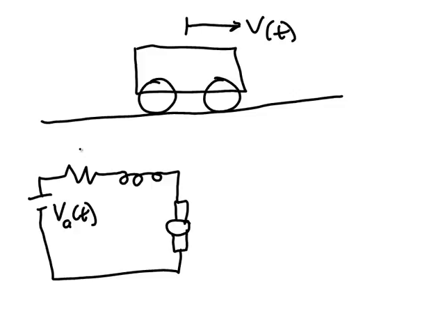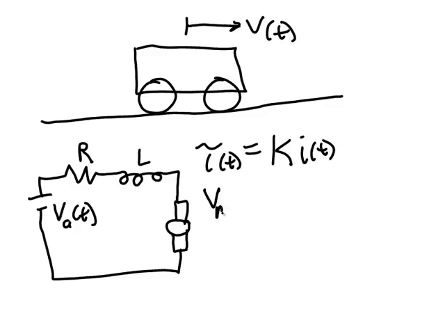We're assuming that our electric motor has resistance and inductance. And we're assuming that our motor is a DC motor so that it follows our two motor laws, which is that the torque of the motor is equal to K times the current, and that the voltage across the motor is equal to K times the rotational velocity.